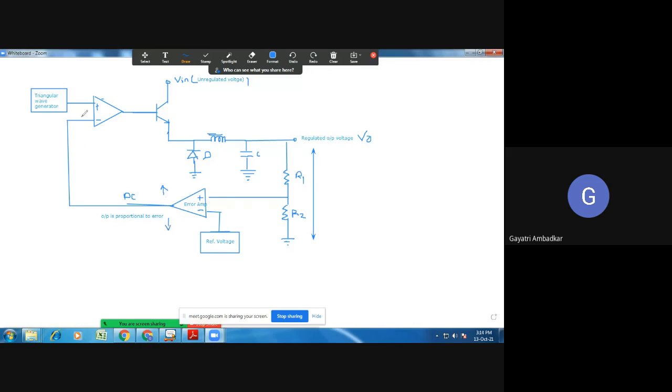Now here you are getting some reference output voltage and it's a triangular wave. So if you compare, you have a triangular wave here, and suppose your output voltage is increased. When the output voltage is increased, then the output of the error amplifier will increase because it is connected to the plus V side. So let's say this is the output of the error amplifier. So in that case, what will happen?